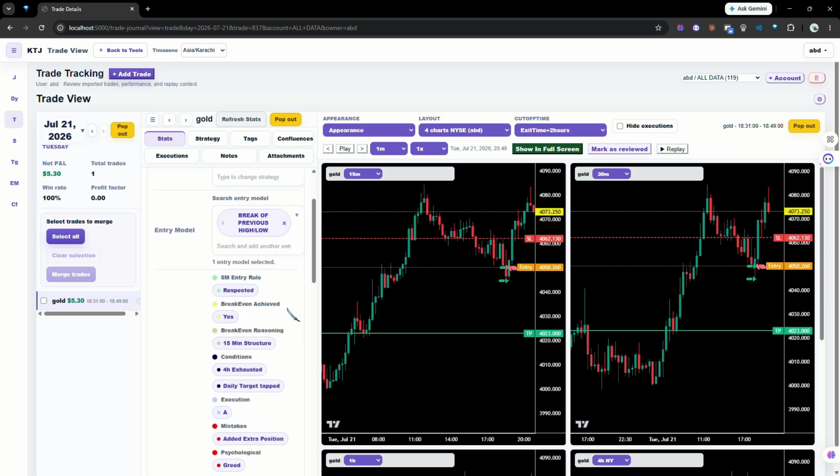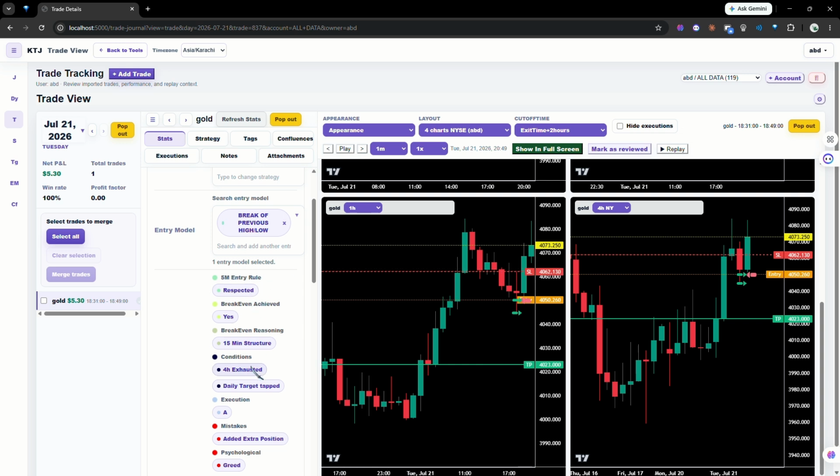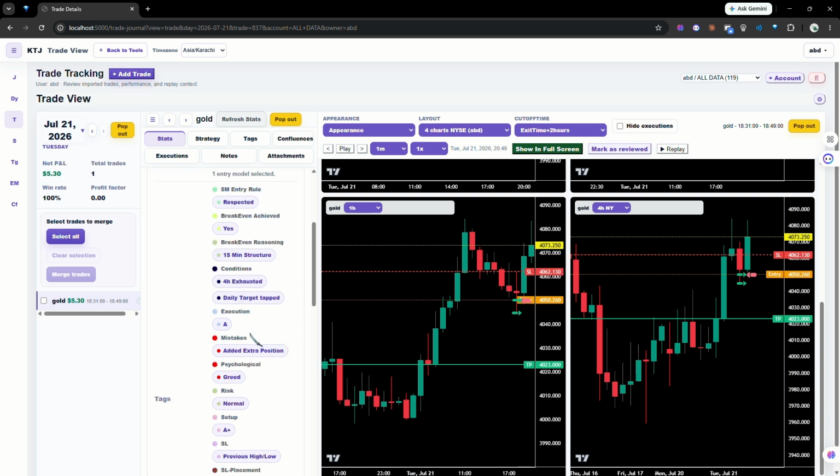We have respected the 5 minute rule. Our break even was achieved, and we hit our break even at the 15-minute structure right here, which was also structure on the 30-minute time frame. And the condition to take our trade was that the 4 hour was exhausted right here. We can see that the 4 hour was exhausted, and daily has tapped the target. Our execution was a mistake.